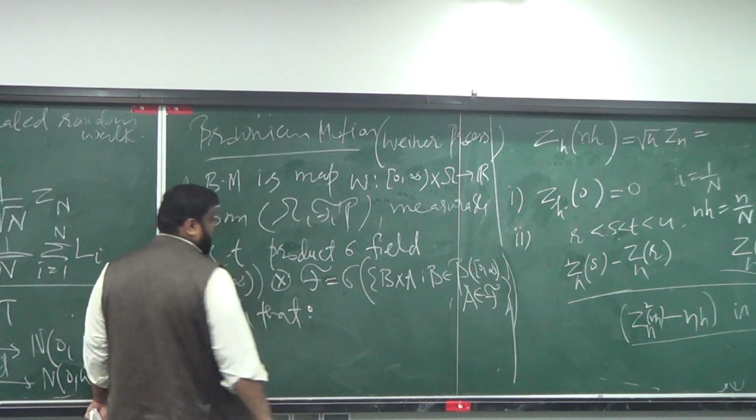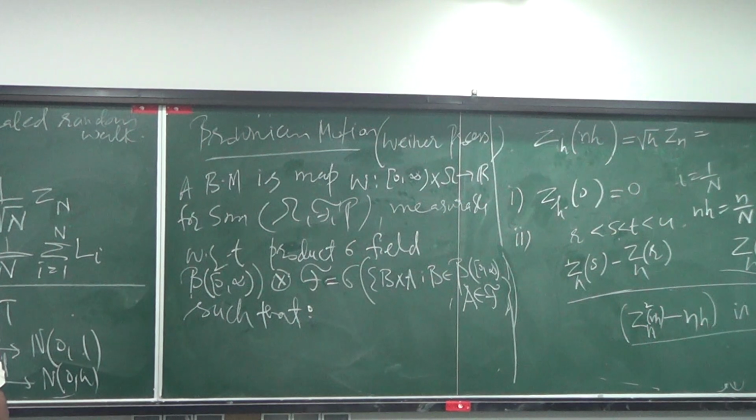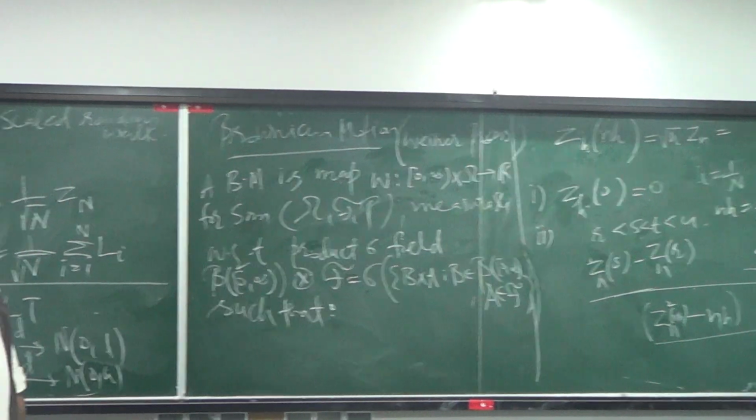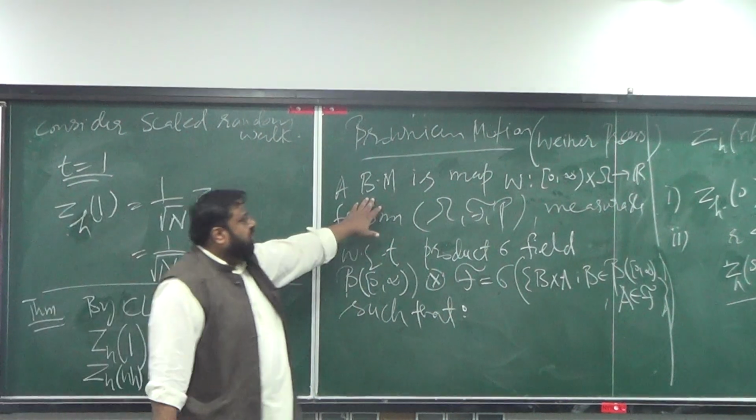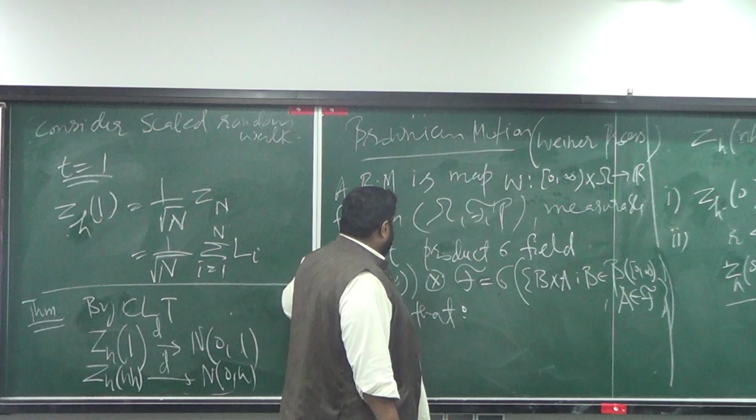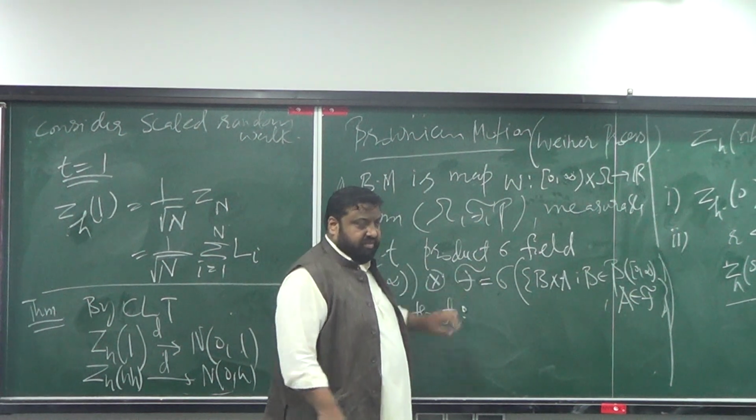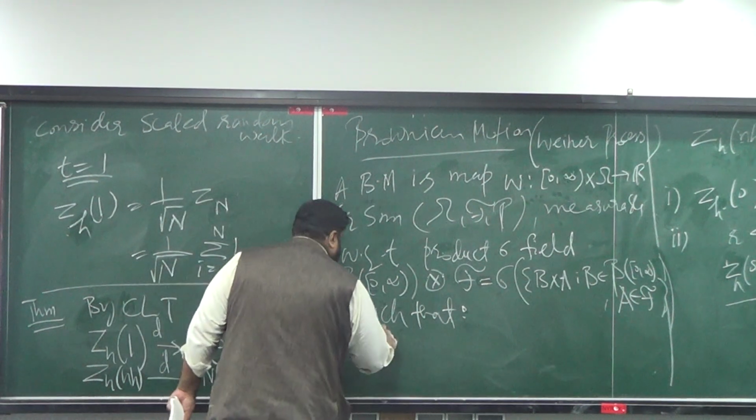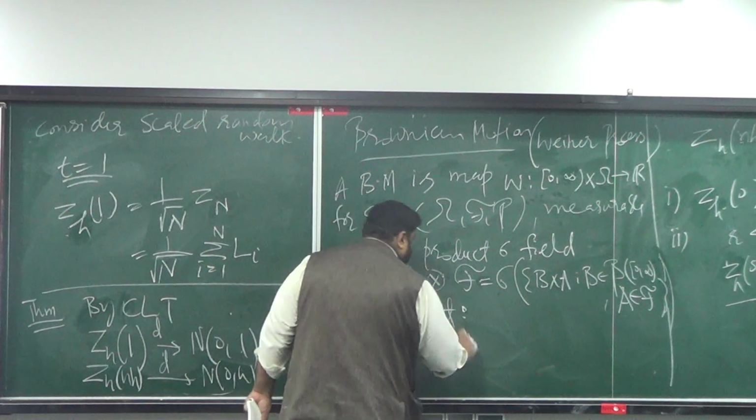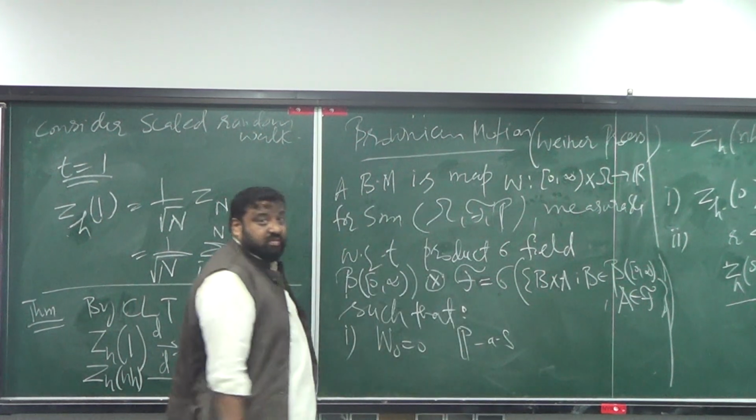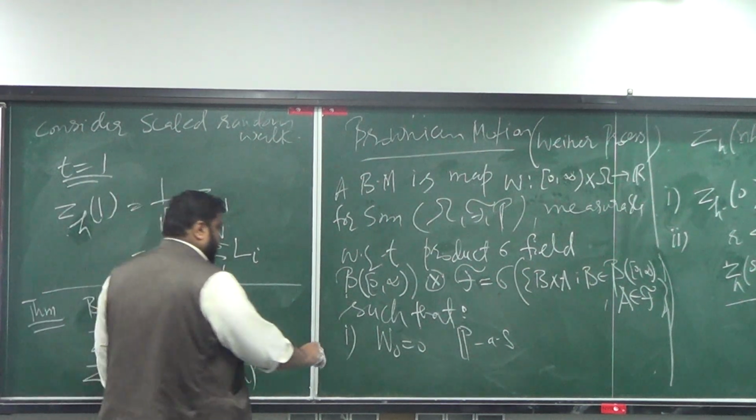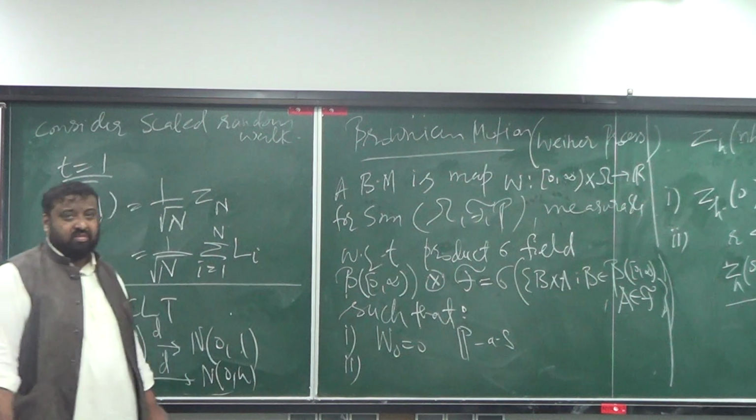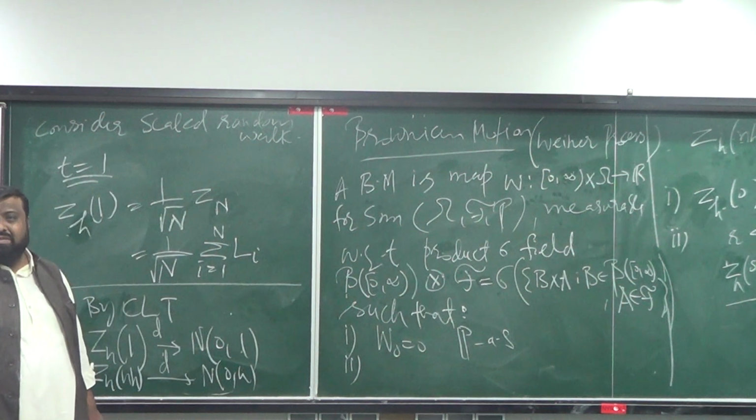so I'm writing a precise definition, not just an engineer's definition, because when engineers write it, they're not interested in that. They just say the process is a Brownian motion, starts from zero, has continuous trajectory, then just write it. So Brownian motion is a map that is measurable with respect to the product sigma algebra, and it satisfies these properties. So what are these properties? First, it must start from zero, almost surely. I know that my scaled random walk starts from zero.